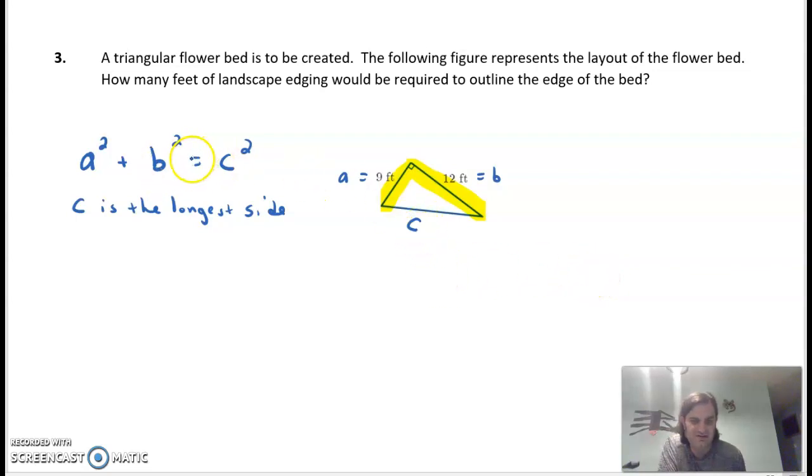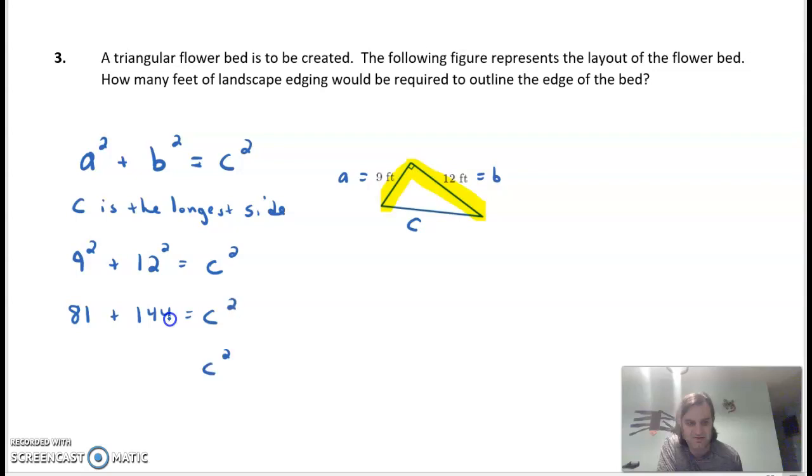So we've got a little formula here. A squared plus B squared equals C squared. So we're going to solve this. 9 squared plus 12 squared equals C squared. So do a little bit of algebra here. 9 squared is 81. 12 squared is 144, which is C squared.